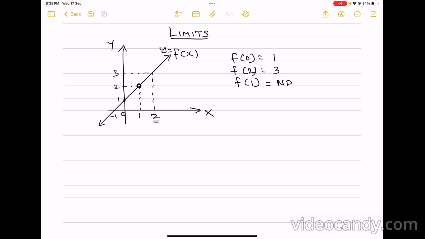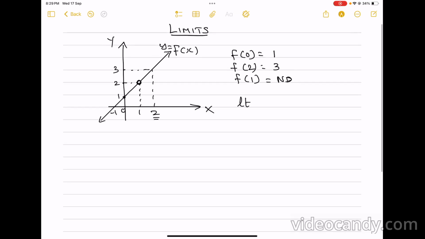So you can't find the value at that place, but you can find it when you use the limit operation. When limit x tends to 1, what is your f of x? For the function f of x, x tends to 1 means approaching near to 1 from the left hand side, and approaching near to 1 from the right hand side, what is its value? That is called left hand limit and right hand limit.